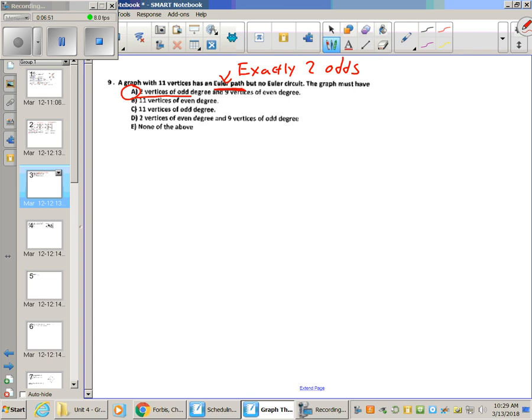It can't be B because that would be an Euler circuit. It can't be C because, well, that's impossible. And it can't be D because 2 vertices of even degree doesn't make any sense. We've never talked about that. So it's A. So it's just understanding the definition of an Euler path.